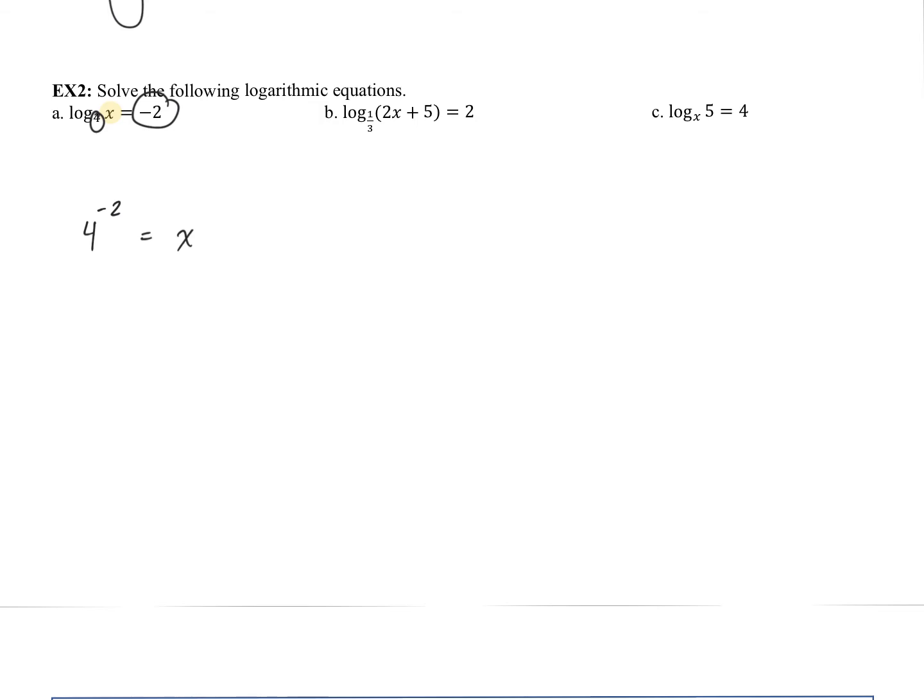Alright, so I changed to exponential, and what do you know? I've already solved for x. That was so easy. Now all I have to do is simplify that negative 2. So that would be 1 over 4 to the second power equals x, which I can once again simplify. 1 over 16 equals x. That was pretty easy.